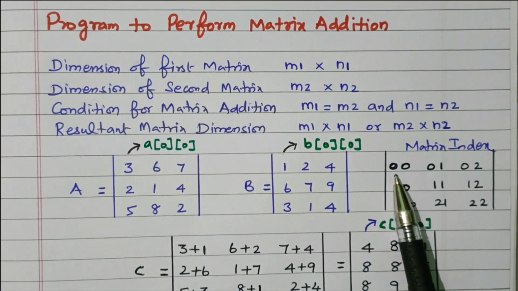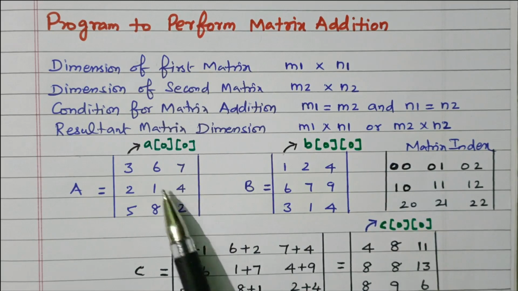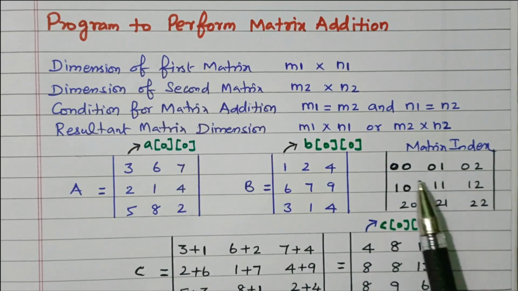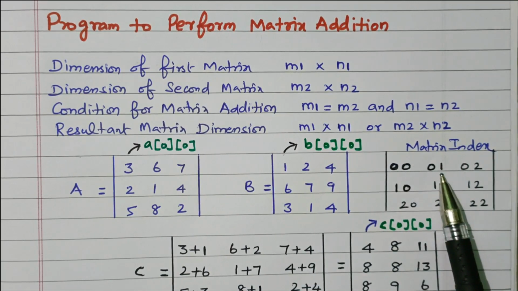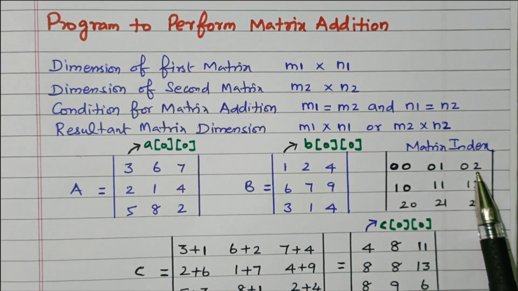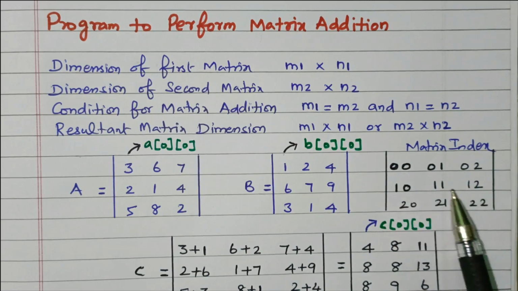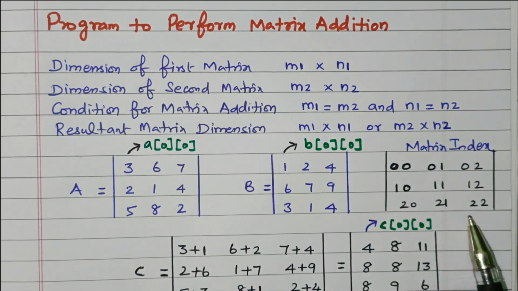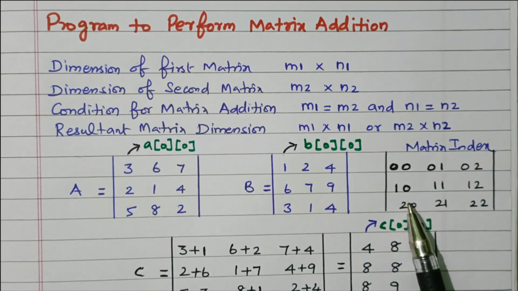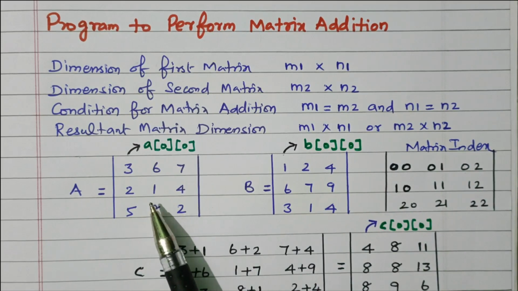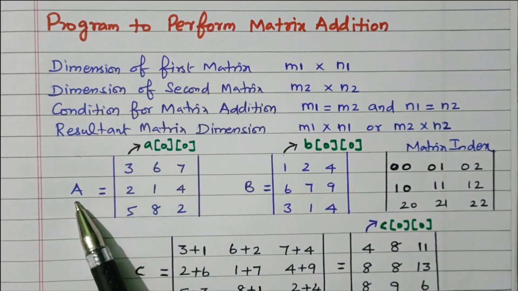First element is located at 0, 0, the next one 0, 1, 0, 2. This 0 refers to the first row. This 0 refers to the first column. This 1 refers to the second column. This 2 refers to the third column. Similarly, we have the second row and third row: 1, 0, 1, 1, 1, 2, 2, 0, 2, 1, 2, 2. So according to these locations, the elements are stored in memory. This is the first matrix.